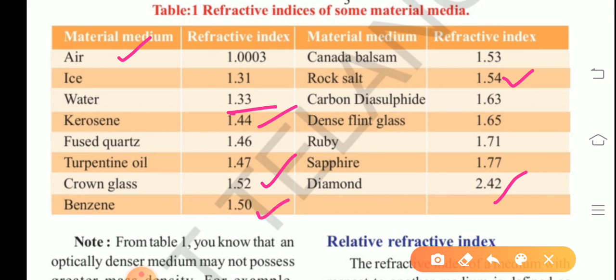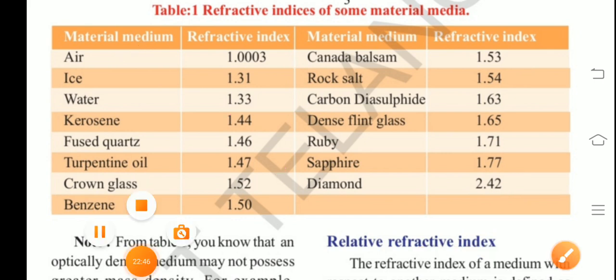Benzene 1.50. These are all the mediums, okay, under denser medium, not rarer. Rarer consists only of air, okay. Ice 1.31. So some of them you must remember, like air, water, kerosene, benzene, diamond, rock salt. So very, very important. So you must remember them. Understand? Okay, children, try to remember all the refractive indices of some mediums and formulas also. Thank you.